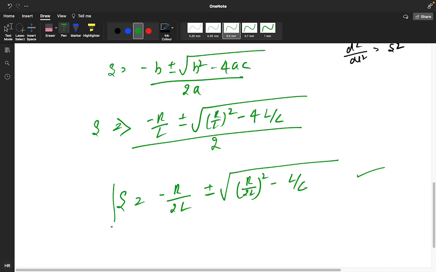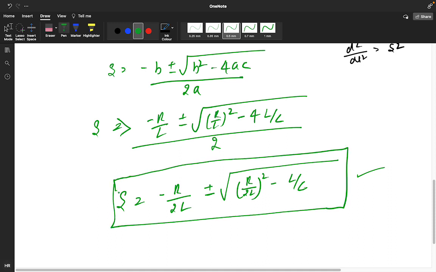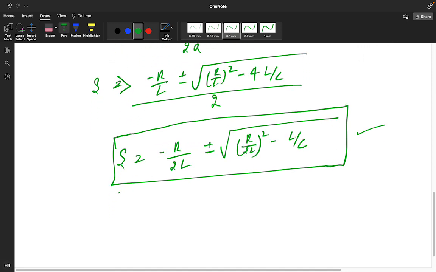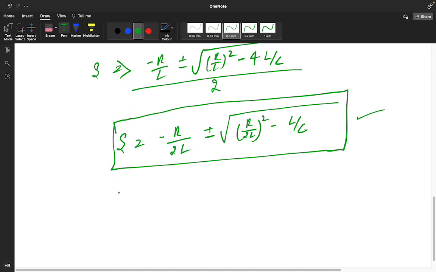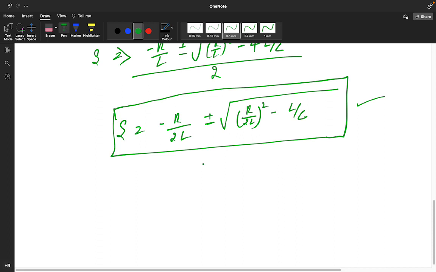I hope you guys are clear up to here. Is it clear? Priyanka, is this clear up to here? Yes, sir. So this function can be written as alpha function, and this can be written as beta function.